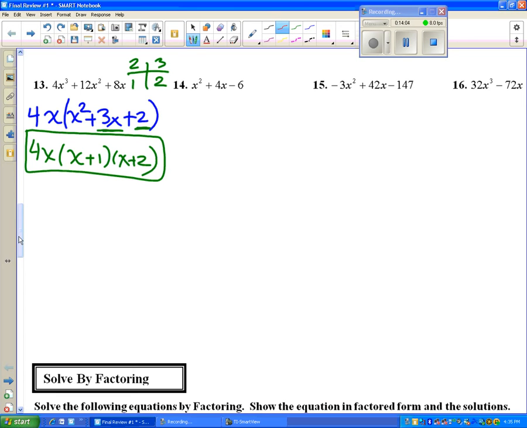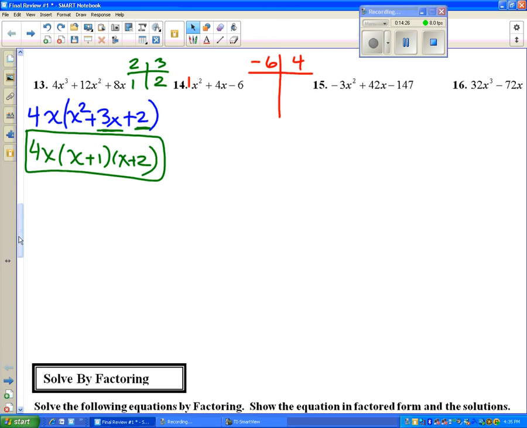Next one. Is there a greatest common factor of 1, 4, and negative 6? The answer is no. Is x squared a perfect square? Yes. Is negative 6 a perfect square? No. So this is not a perfect square trinomial. The last thing I have is basic factoring. What multiplies to be negative 6 and adds to be 4?